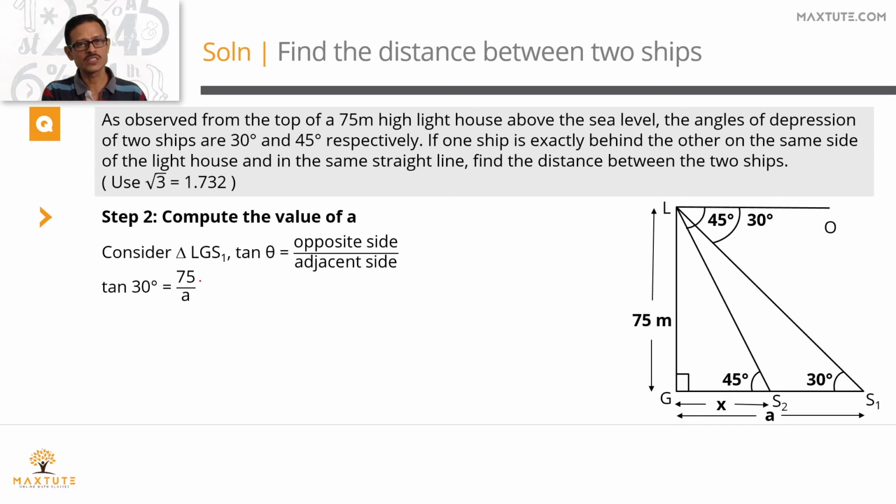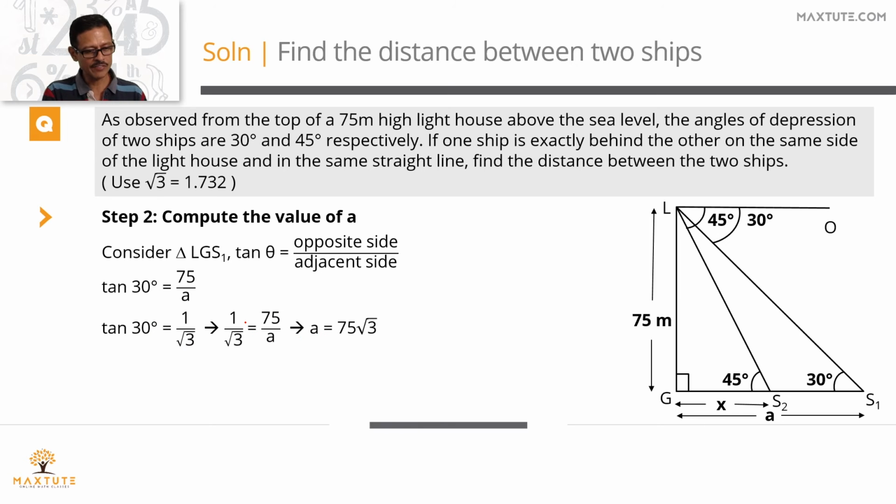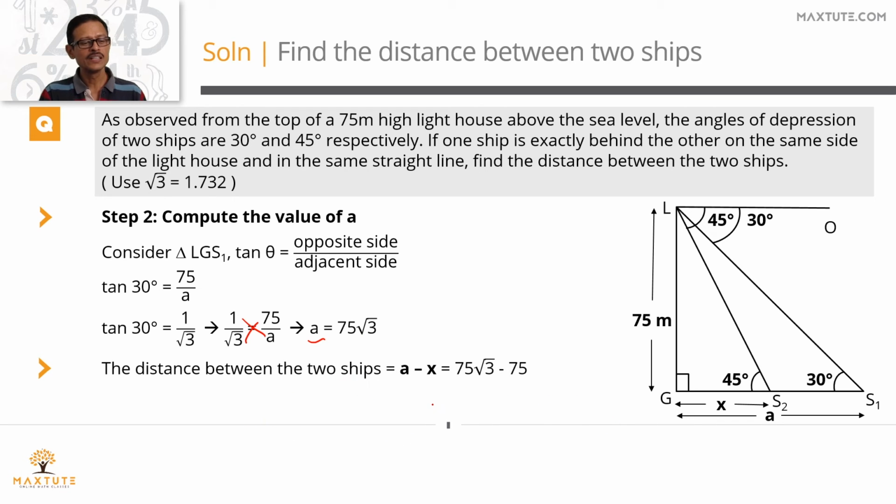Tan 30 is equal to opposite side LG, which is equal to 75, divided by adjacent side GS1, which is equal to A. Tan 30 is a 1 by root 3. So 1 by root 3 is equal to 75 by A. Cross multiply, you get the value of A to be equal to 75 root 3. We need to find out the distance between the two ships, which is nothing but 75 root 3, which is A, minus X, which is 75.